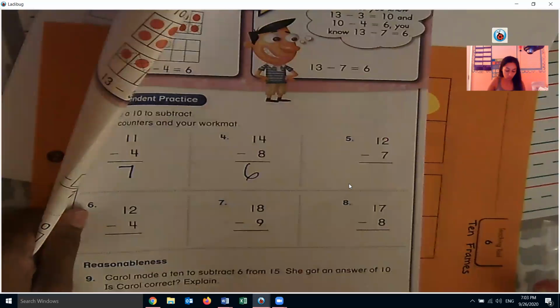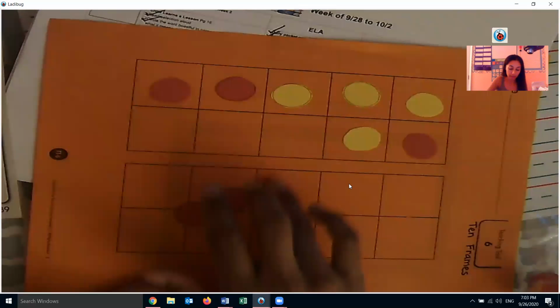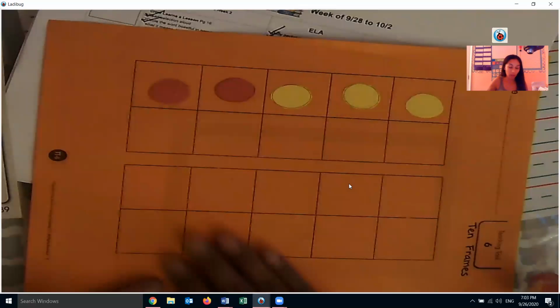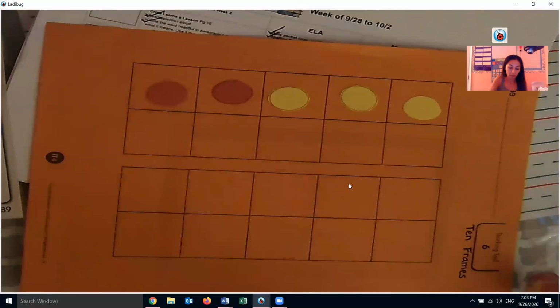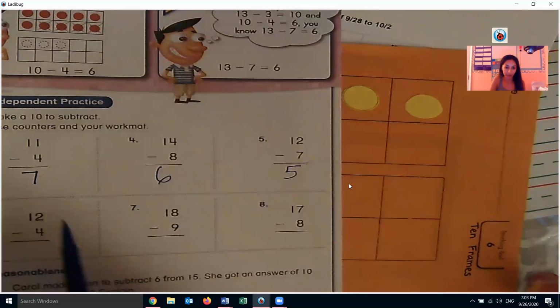Next is 12. So here's my 10, 11, 12. 12, take away 7. So here's 2, 3, 4, 5, 6, 7. And that leaves me 5 for number 5.